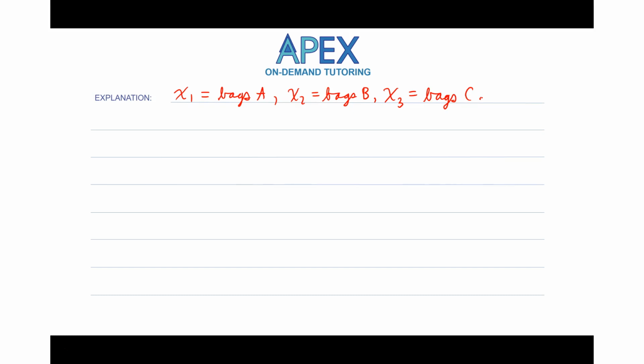And what we want to do is maximize the function z equals 2x1 plus 5x2 plus 6x3, z being our profit function.